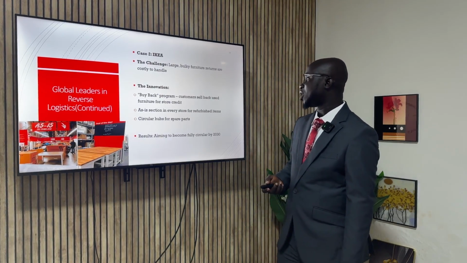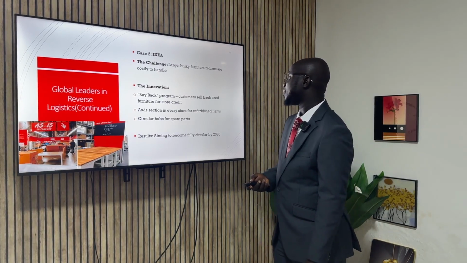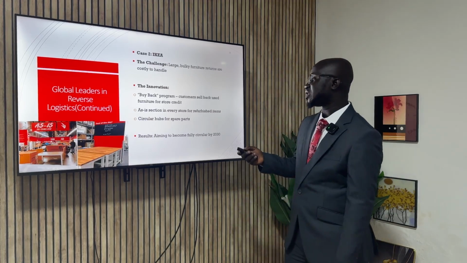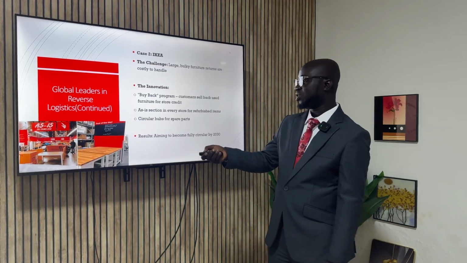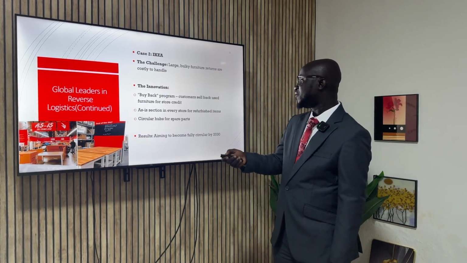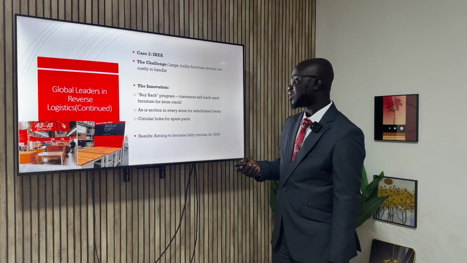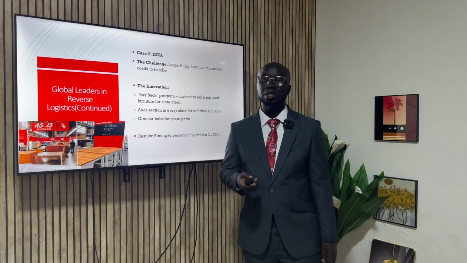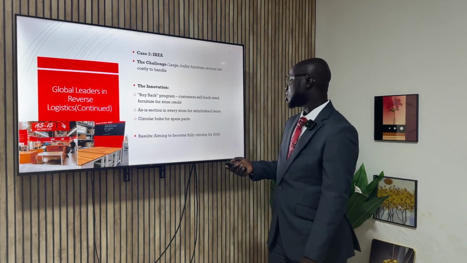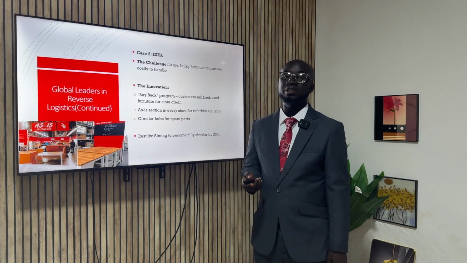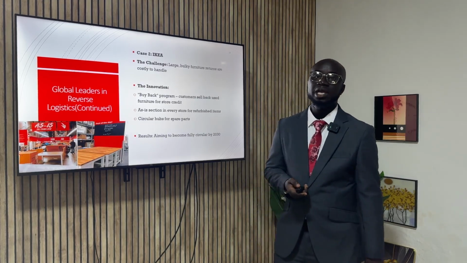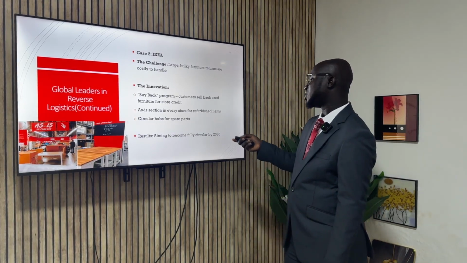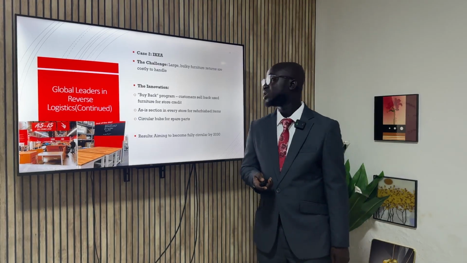That is their buyback program, where customers are able to sell back used furniture for a store credit. They have their As-is section, as can be viewed here, in every store for refurbished items, and circular hubs for spare parts. They have indeed collected over 200,000 tons of textiles globally, and they aim to become fully circular by 2030.